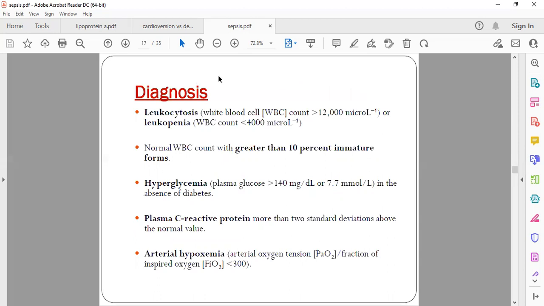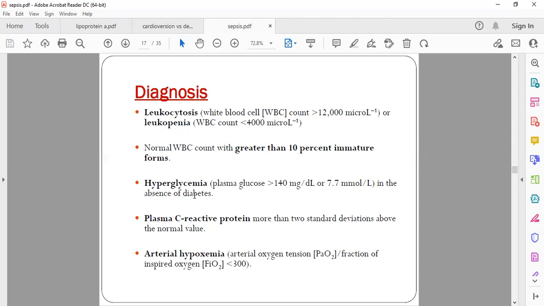Diagnosis, what we need to do: we do a simple workup of any patient suspected of sepsis with a routine blood count, which may show leukocytosis or leukopenia. Both can be suggestive of sepsis, or a normal WBC count, but with more than 10% immature forms. More immature forms means the bone marrow is trying to compensate by forming more WBCs to fight the infection. So there can be more than 10% immature forms.